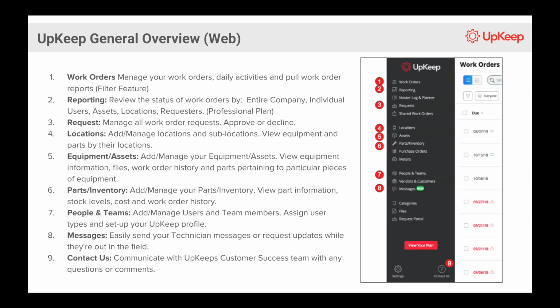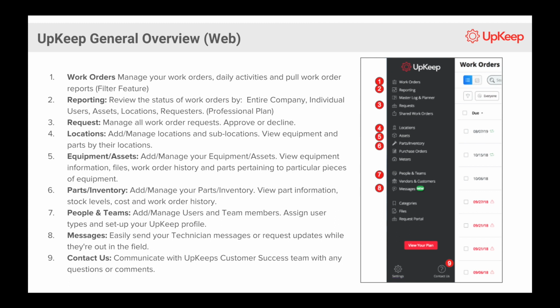All right. So what I want to do next is go through an Upkeep general overview. I'm actually going to jump into the app itself, and we're going to go through all of these bullet points that we see here, all the different features that are available in Upkeep. So we'll talk about work orders. We'll take a look at reporting, requests, locations, equipment, assets, parts and inventory, people and teams.